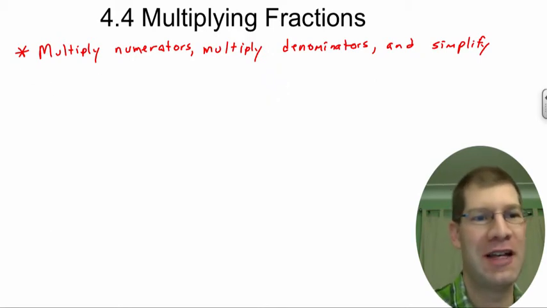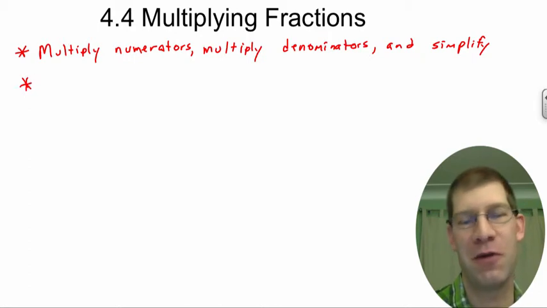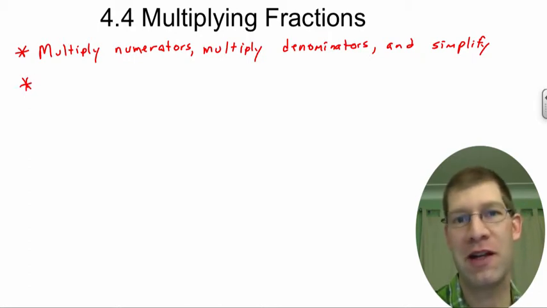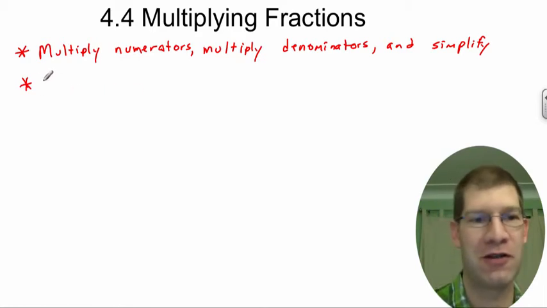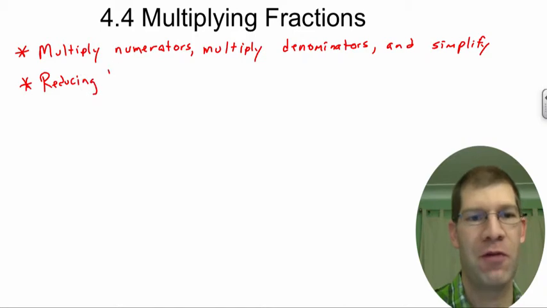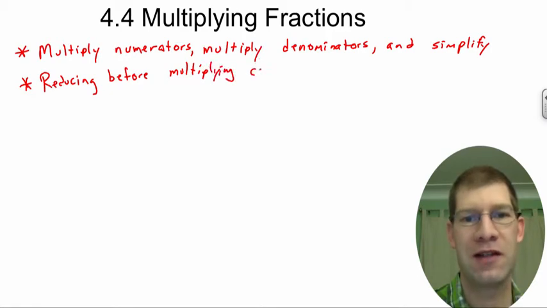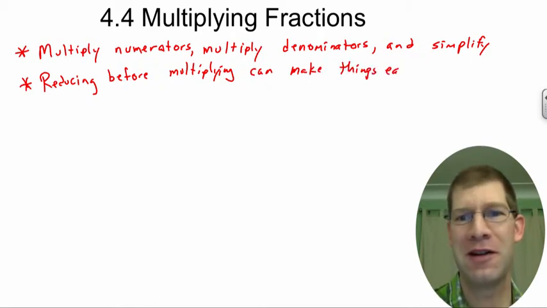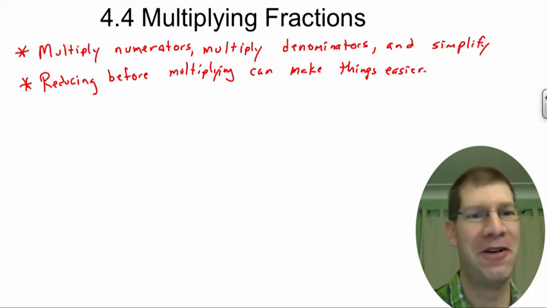One little addendum to this is if you can reduce the fractions beforehand, or simplify beforehand, it's going to make your numbers a whole lot more manageable, and maybe you don't have to reduce at the end. So I'm going to say reducing before multiplying can make things easier. And who of us wouldn't want things to be easier? Math's hard enough. Okay, moving on.